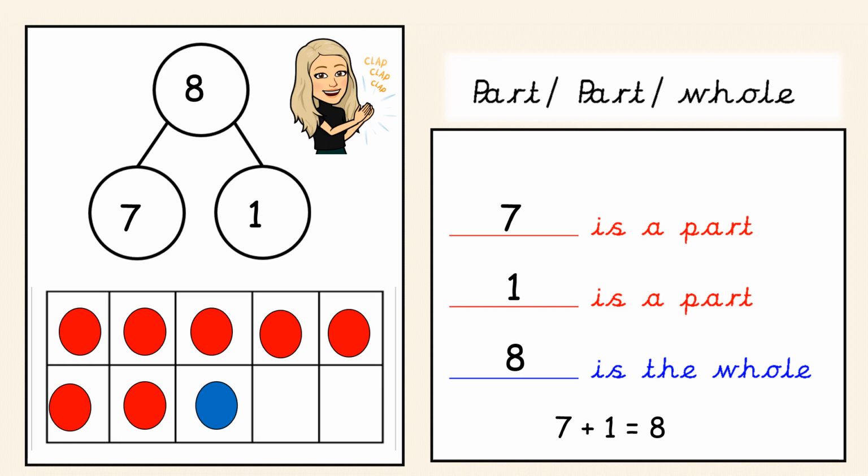Okay, so 7 is a part because we have 7 that are red. 1 is a part because we have 1 that is blue. And altogether the whole is 8. So my number sentence is 7 and 1 is equal to 8.